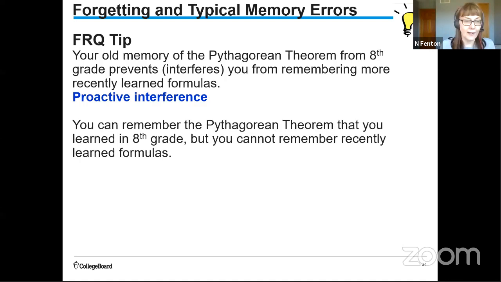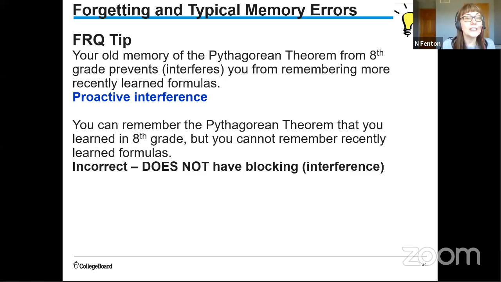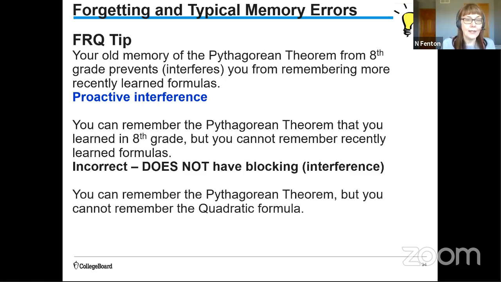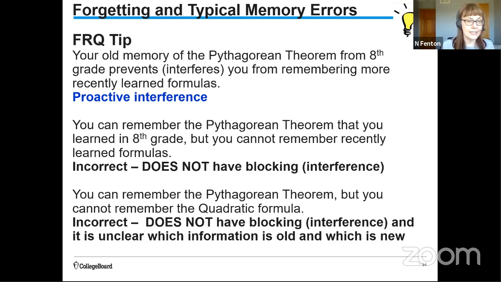Now, if you look at this one, you can remember the Pythagorean theorem that you learned in 8th grade, but you can't remember recently learned formulas. On the surface, it seems like proactive interference, but it's unclear, right? It's unclear because it doesn't talk about that blocking piece. You can remember the Pythagorean theorem, but you cannot remember the quadratic formula. This is incorrect, right? It doesn't have the blocking piece, and it's not even clear which is old and which is new.